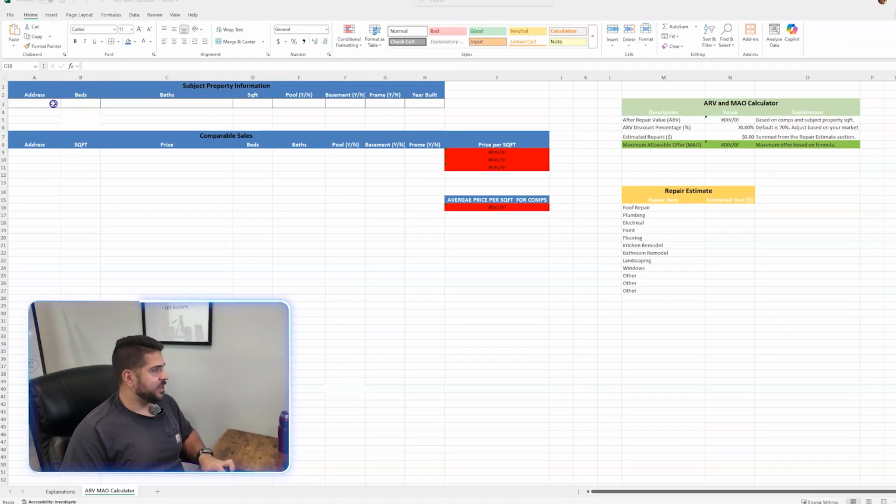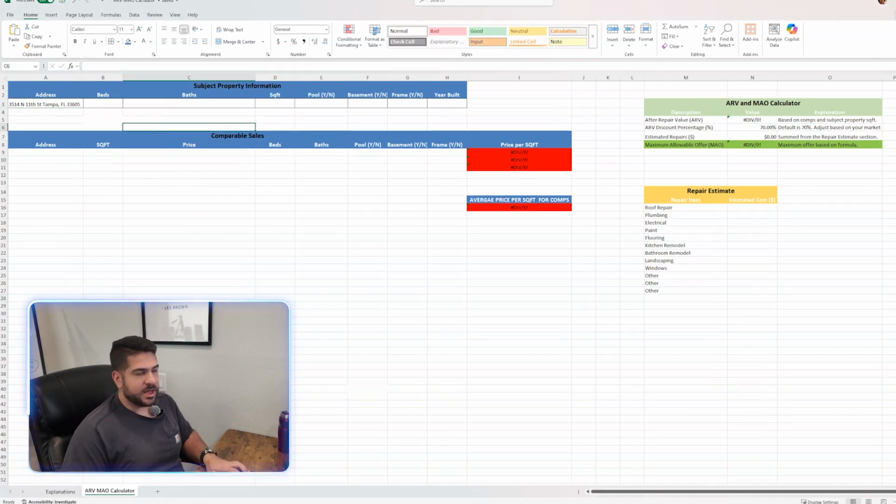I'm gonna show you my calculator here shortly. All right, now that we have all the information, we're gonna type it into the calculator, and we're gonna actually calculate what is the max allowable offer of this property. And this is obviously MAO, the latest and the final thing you're trying to calculate when you're making your offers as a wholesaler.